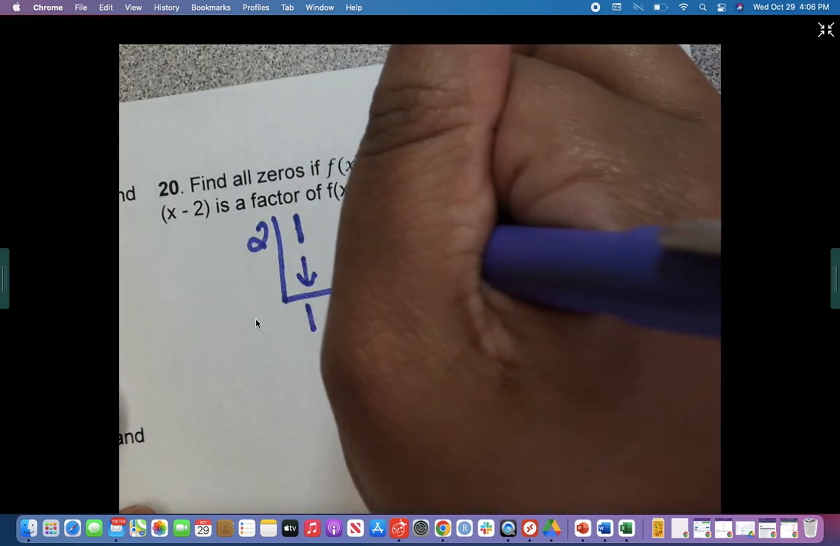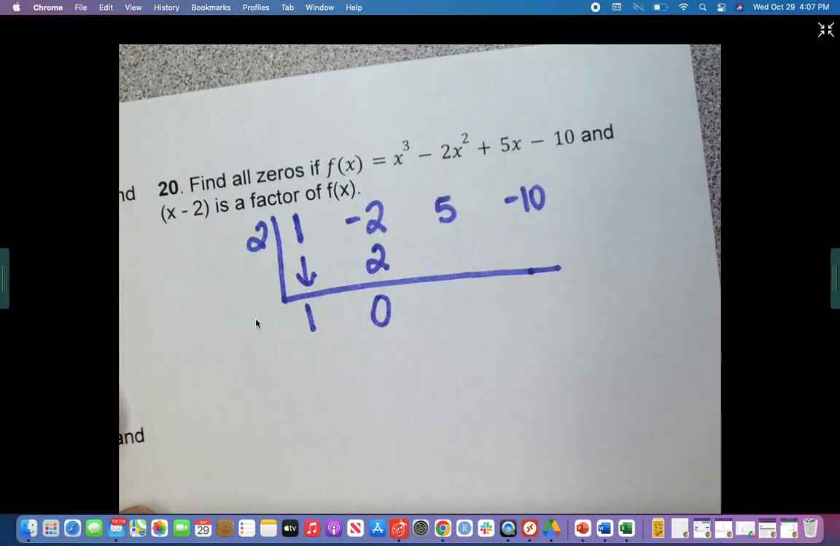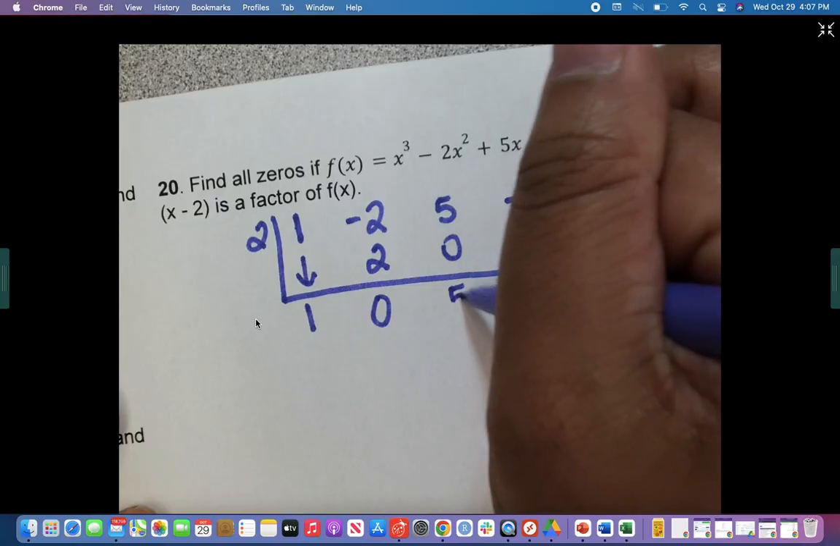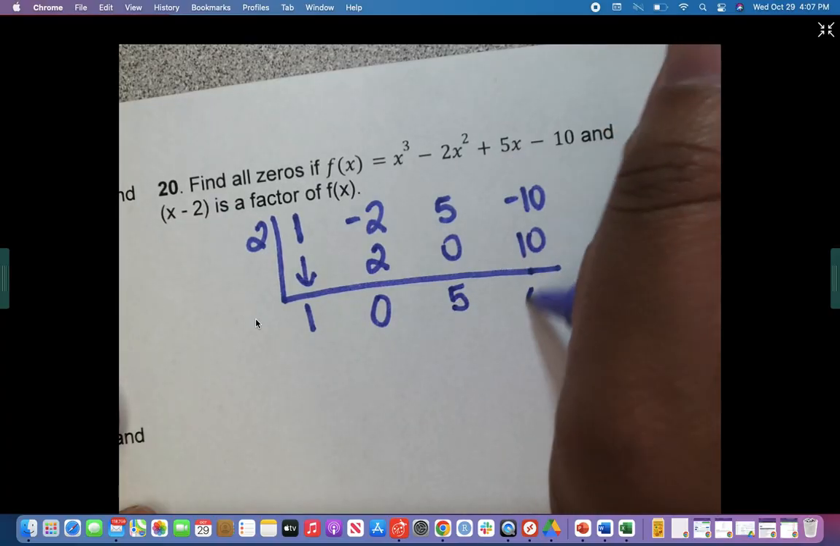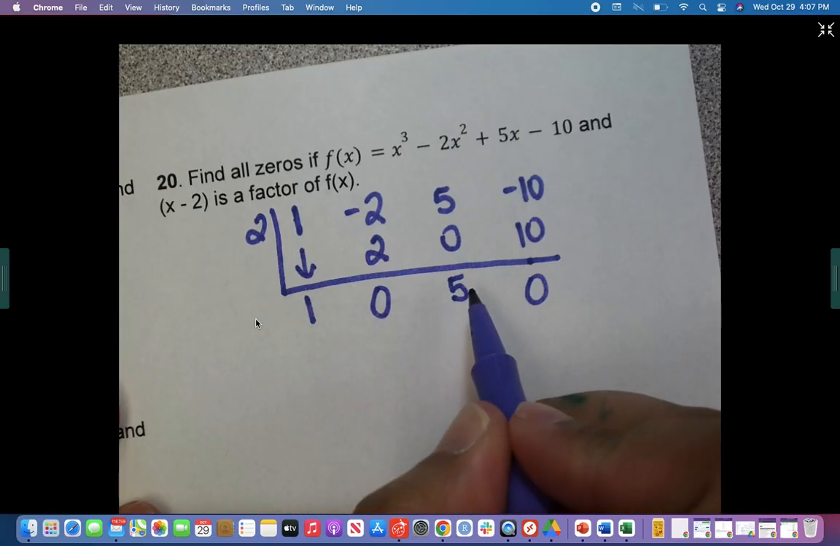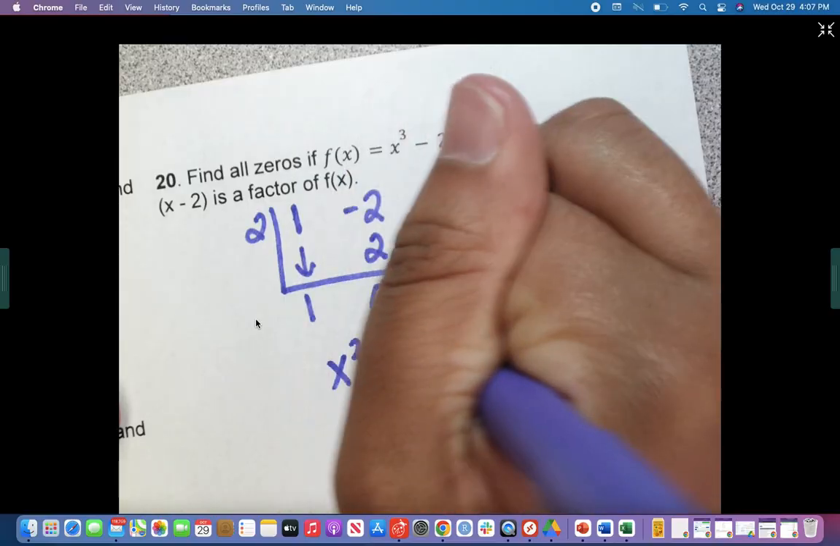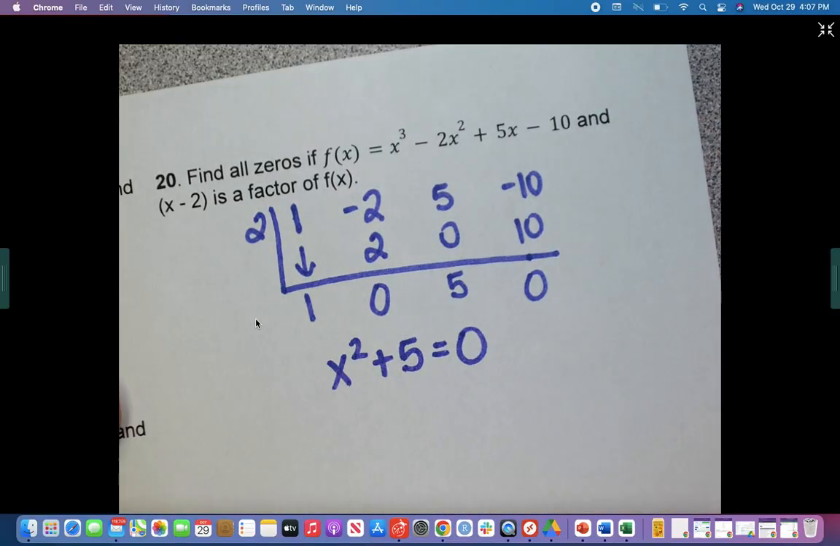1 times 2 is 2. Negative 2 plus 2 is 0. 0 times 2 is 0. 5 plus 0 is 5. 5 times 2 is 10. Negative 10 plus 10 is 0. All right, so we are left with x squared plus 5. So that's the equation that we are solving.